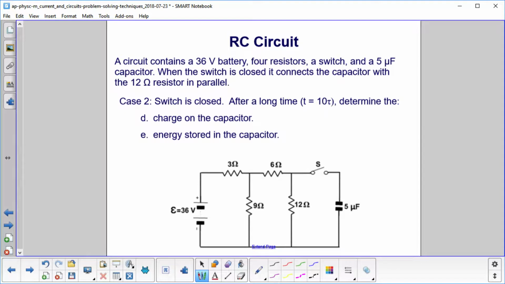Case 2. The switch will be closed. After a long time, where t equals 10 times the time constant, determine the charge on the capacitor and the energy stored in the capacitor.